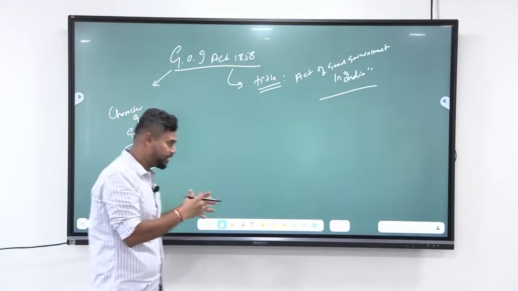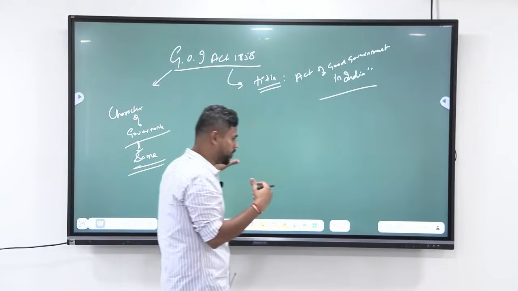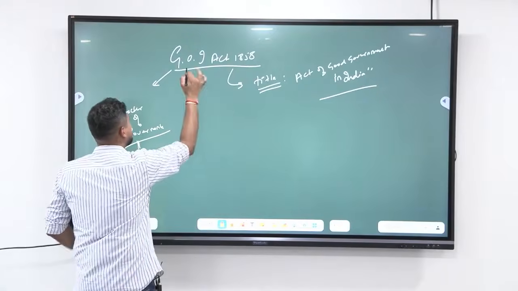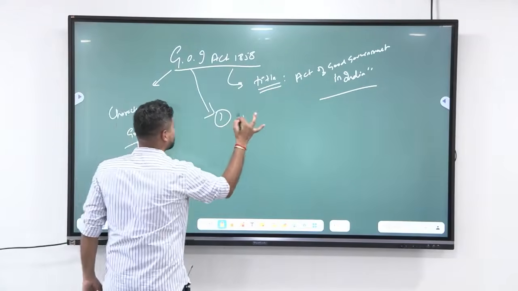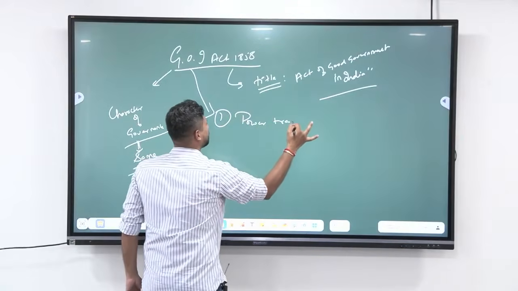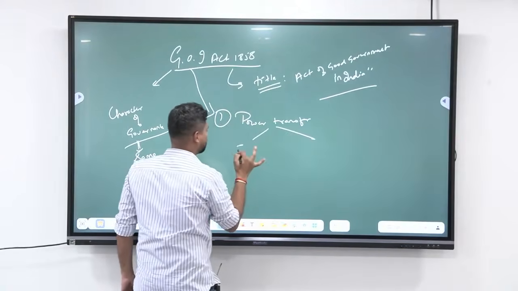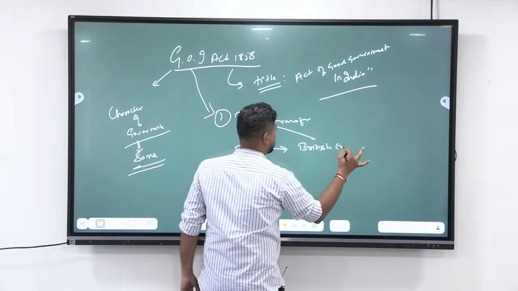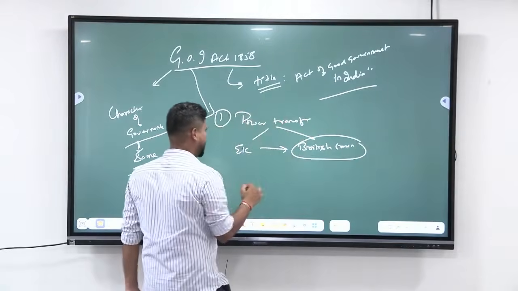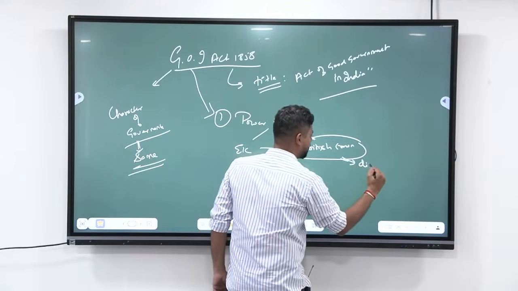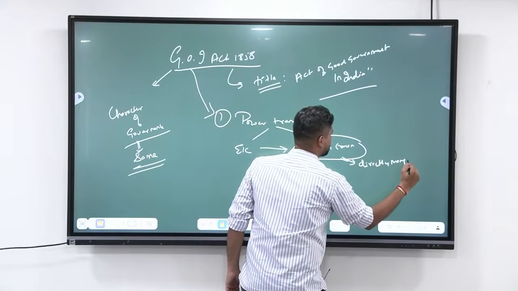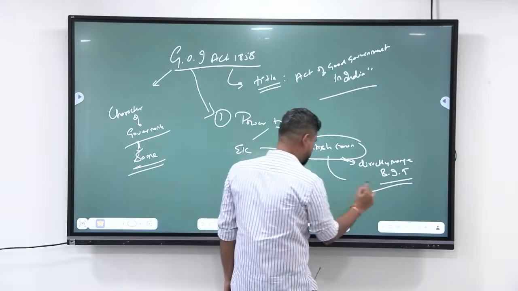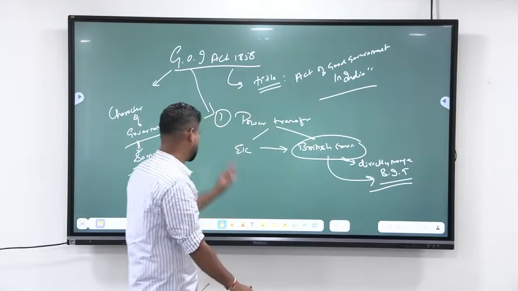The only thing that this particular act will do is, it will try to change the titles of different officials. Look at this. The first and the most important thing is the transfer of power. So the transfer of power happens from the East India Company to the British Crown. So from this Government of India Act 1858, it is the British Crown that will directly manage the British Indian territories. So that is the first point.